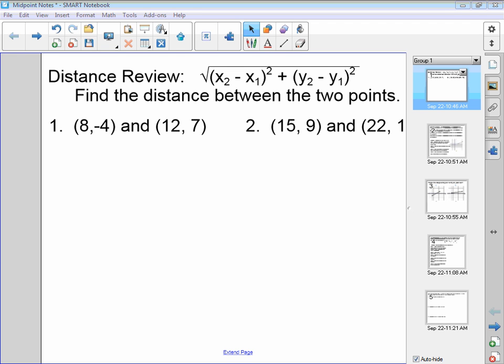Alright, welcome back to another lesson here with our geometry class. We are going to be looking at distance as a review for a warm-up, and then our lesson today will be on the midpoint formula.